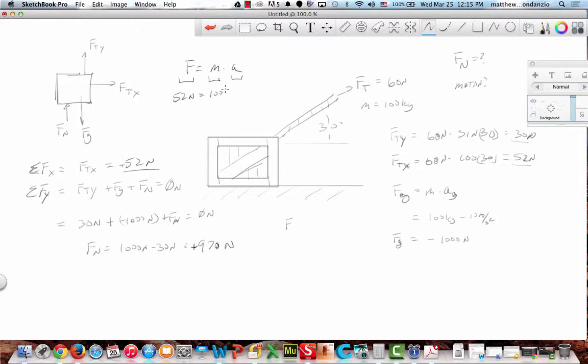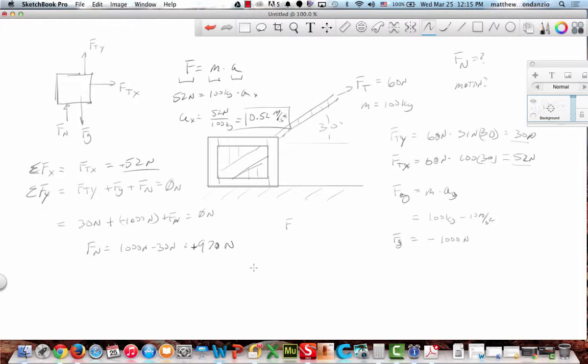So that means 52 newtons equals what's our mass? 100 kilograms, right? Times the acceleration in the x direction. So acceleration in the x direction is 52 newtons divided by 100 kilograms, which is 0.52 meters per second squared. That's the acceleration rate. It's accelerating at 0.52 meters per second squared.